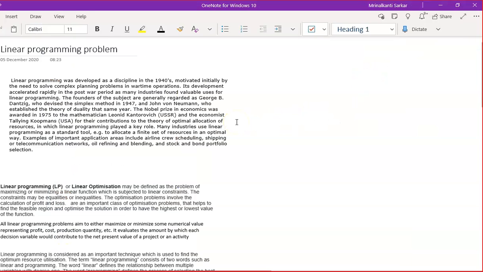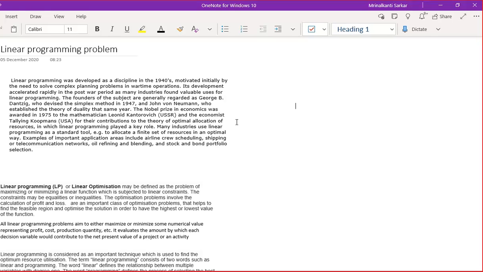So linear programming problem, this is basically used to maximize or minimize some numerical value representing profit, cost, production, quantity, etc. To understand the linear programming problem, you need to know a little bit of its history also.